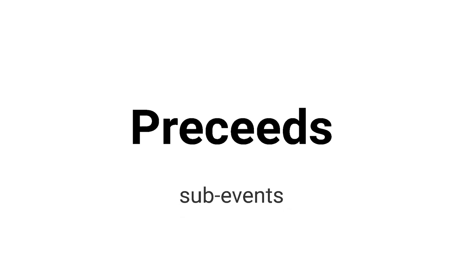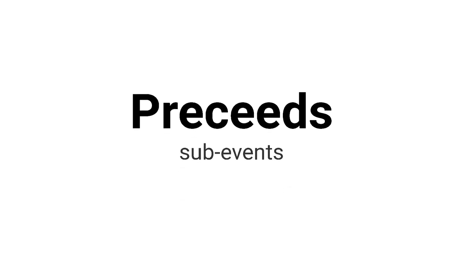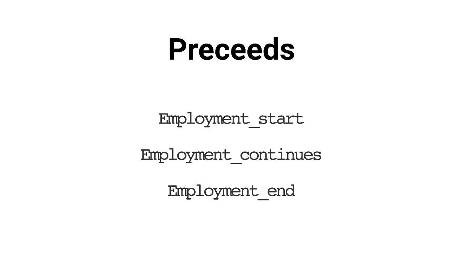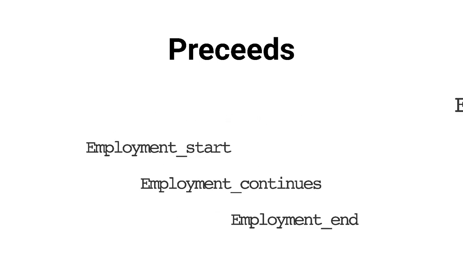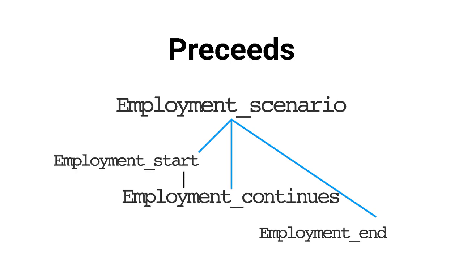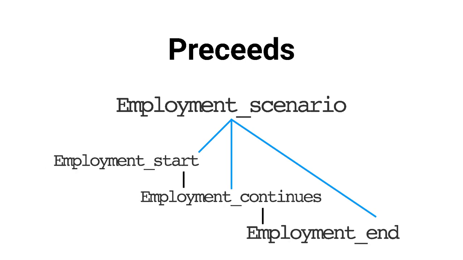Precedes. When the sub-events are organized in a prototypical sequence, the frames are related through precedence. Employment start, employment continue, and employment end are a good example. They are subframes of employment scenario. We know that these events tend to follow a chronological order: the beginning of a job, the performance of the employee in a certain position, and the end of the contract.